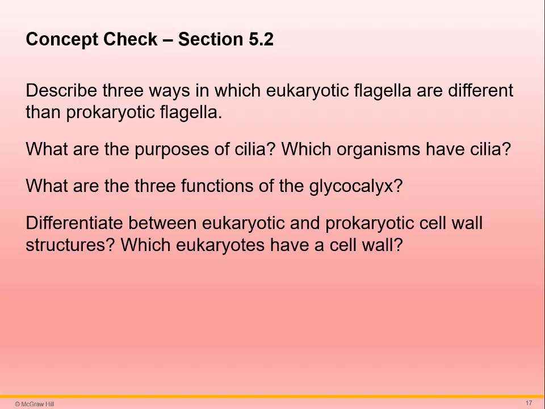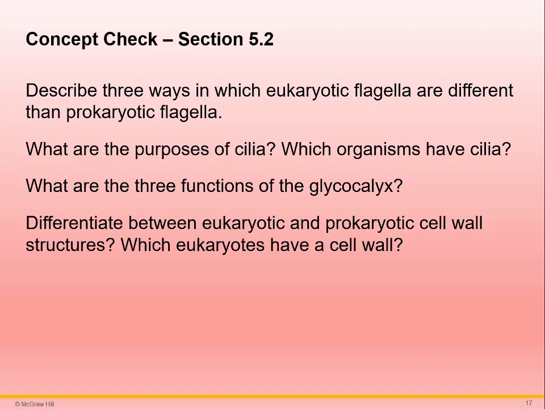So the 3 ways that the eukaryotic flagella are different than the prokaryotic flagella. One would be that they are bigger and more complex than the prokaryotes, and they extend with the cell membrane covering it. So in bacteria, the prokaryotic flagella are smaller, they are less complex, and they extend out of the cell wall and cell membrane, so they are not covered by a layer of the cell membrane.